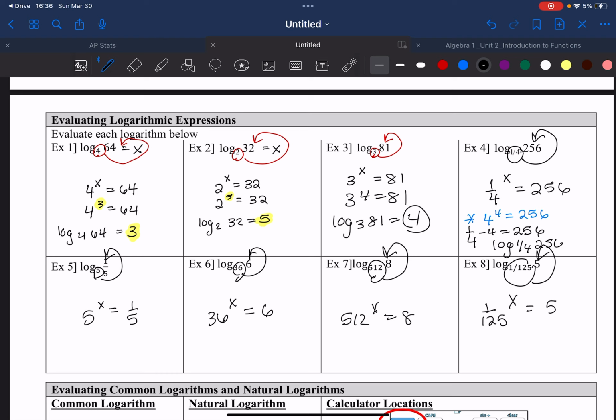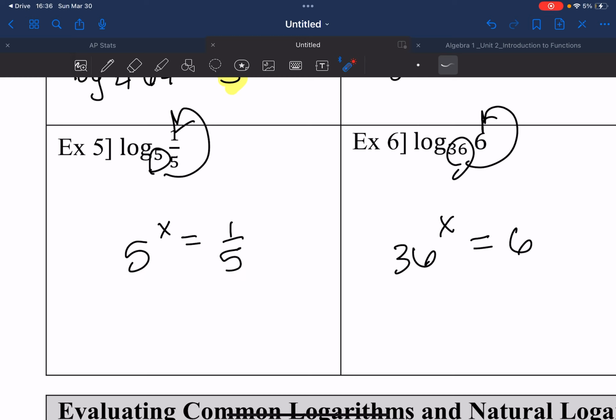Okay. Same here. Notice I have a whole number going to a fraction. That tells me that this exponent needs to be negative. And since this is 5 going to a 5, it stays the same. So I know that 5 to the negative 1 power is equal to 1/5. So log base 5 of 1/5 is equal to negative 1. And that's our answer.